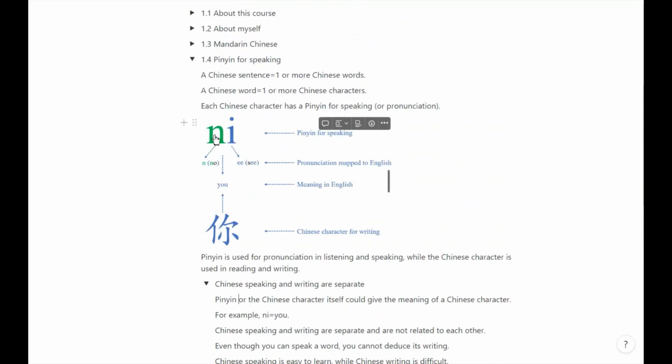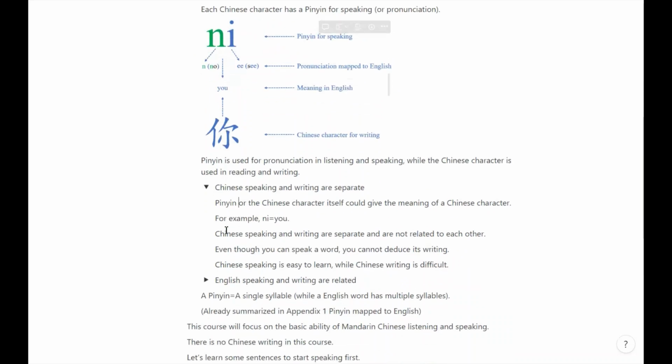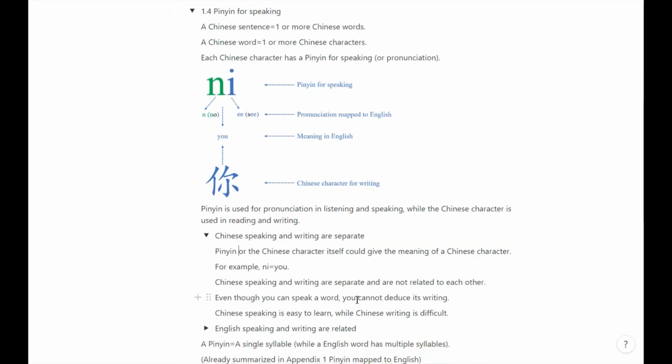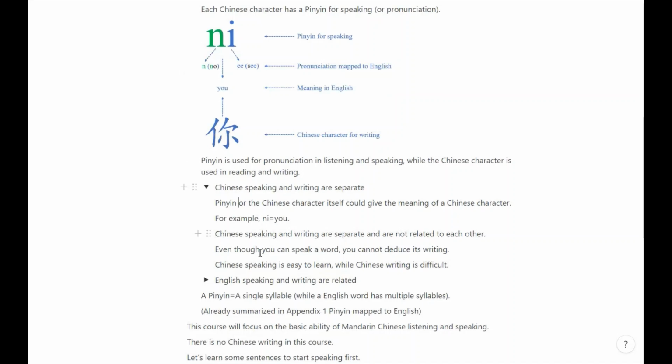For example, this is a pinyin ni, and this is a Chinese character. Even though you can speak a word, for example, you can speak the pinyin, you cannot deduce its writing, this Chinese character. Chinese speaking is easy to learn, while Chinese writing is difficult.